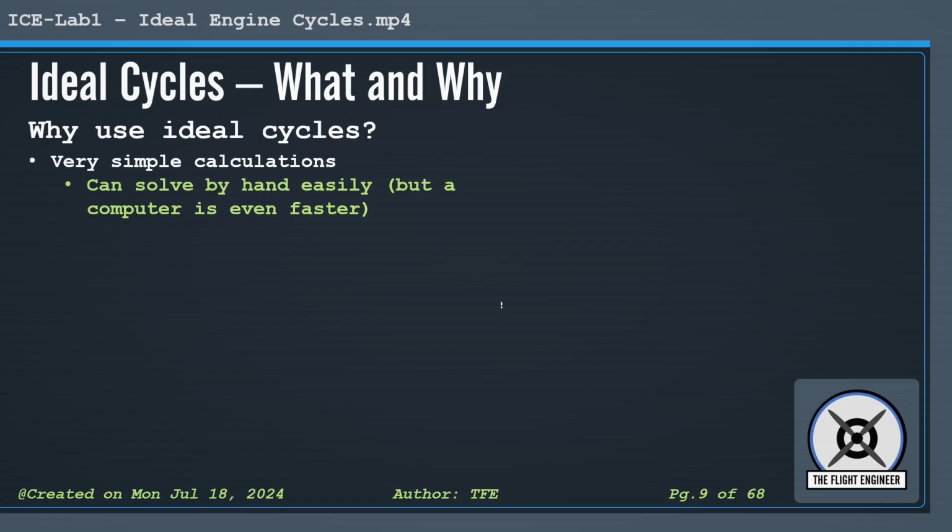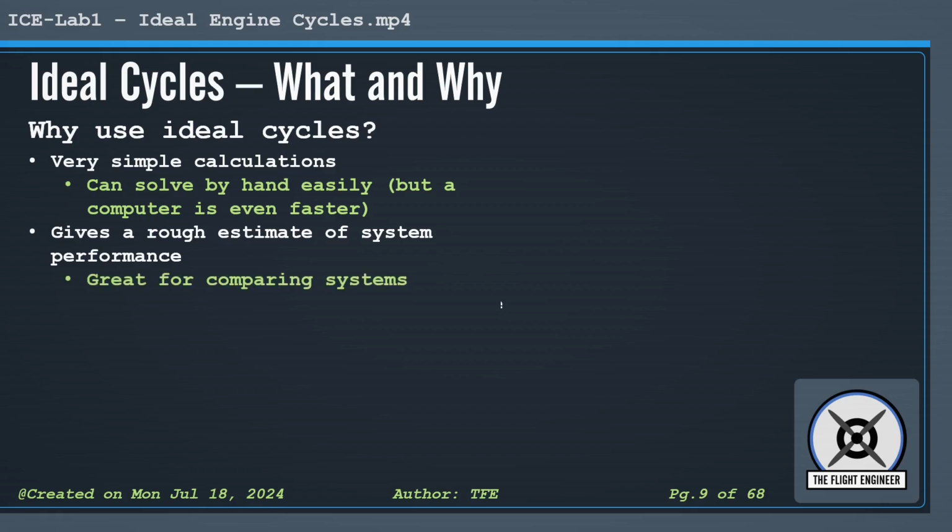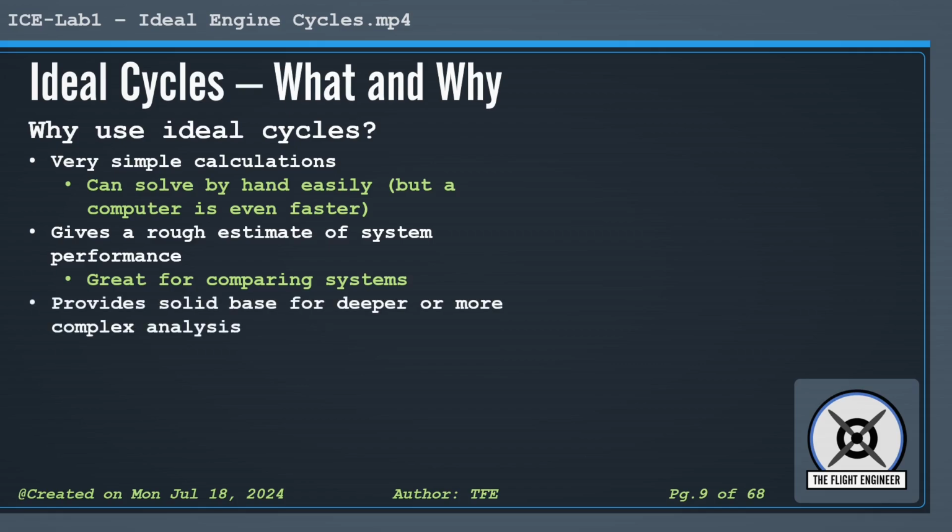The cost of this simplicity is accuracy. Initially, we can only get very rough performance estimates from the ideal cycle analysis, but this is more useful than you might think. One predictive strength of the tool is comparing systems side by side. It's great for understanding what the effects of a change will be, like increasing compression ratio, decreasing stroke length, or swapping fuel types. Finally, ideal cycle analysis forms the base for more complex engine analysis. If you understand this framework, it's much easier to layer on more complex factors.